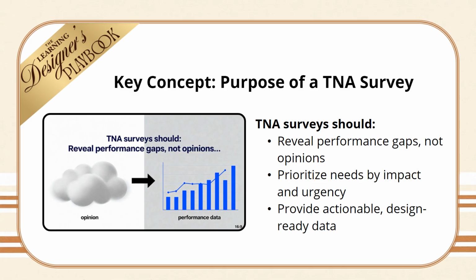The first principle is clarity of purpose. A TNA survey should reveal performance gaps that training can realistically address. It should not just collect opinions or general satisfaction. Surveys help prioritize learning needs by impact and urgency. Data collected should be actionable, meaning it informs design decisions. For example, difficulty following a safety checklist is actionable, while "I feel unprepared" is vague.